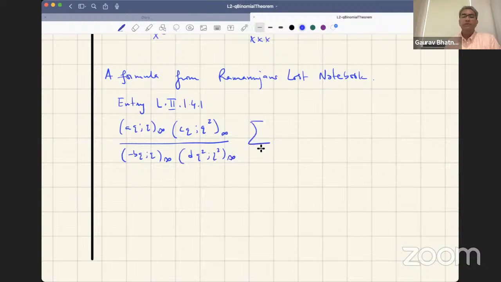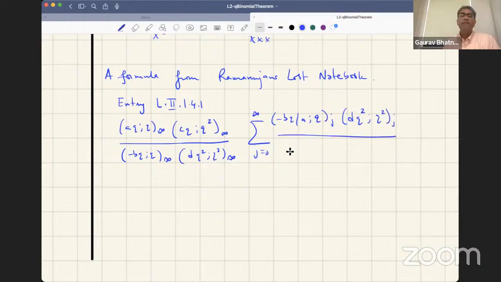This is as Ramanujan wrote it. J equal to 0 to infinity. I mean, he used some other numbers maybe. BQ over K, A, Q, J, DQ square, Q square J, divided by QQJ, CQ, Q square J, AQ to the J.